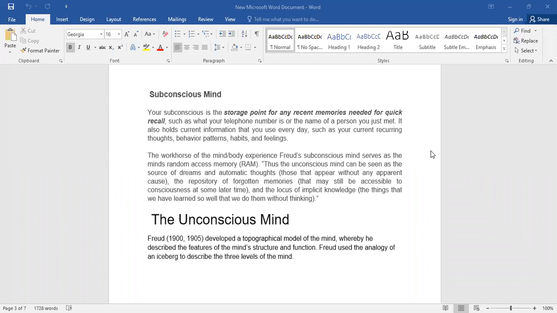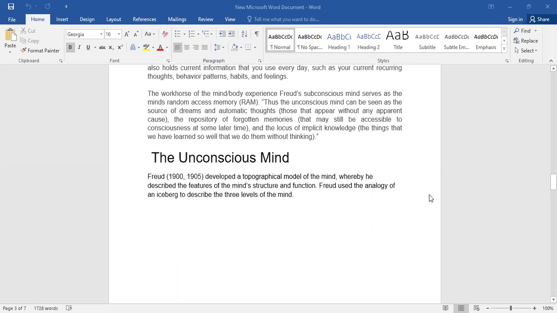And the locus of implicit knowledge, the things that we have learned so well that we do them without thinking. So sometimes what happens is that we learn the things without taking efforts on our part. And those things automatically go to our subconscious mind.